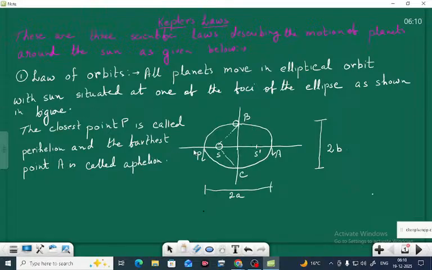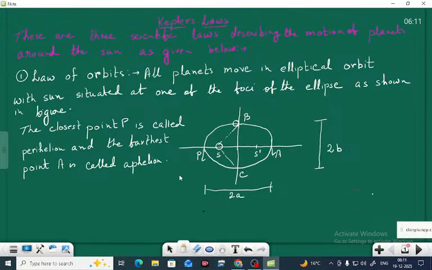figure. This is the ellipse we have found. This is the sun, right? So the closest point P is called the perihelion and the farthest point A is called the aphelion. This is aphelion, this is perihelion. You see, this is the closest to the sun, and this one is farthest from the sun.